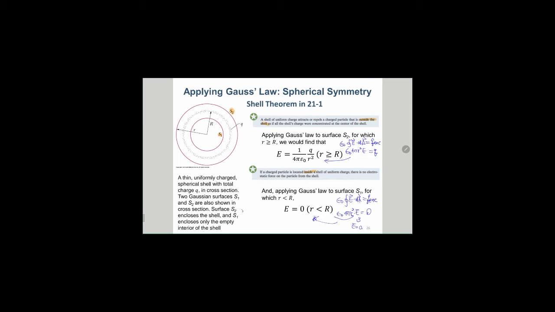And using Gauss's law, we can simply explain why the Shell theorem introduced in chapter 21 is correct. The two statements are correct.